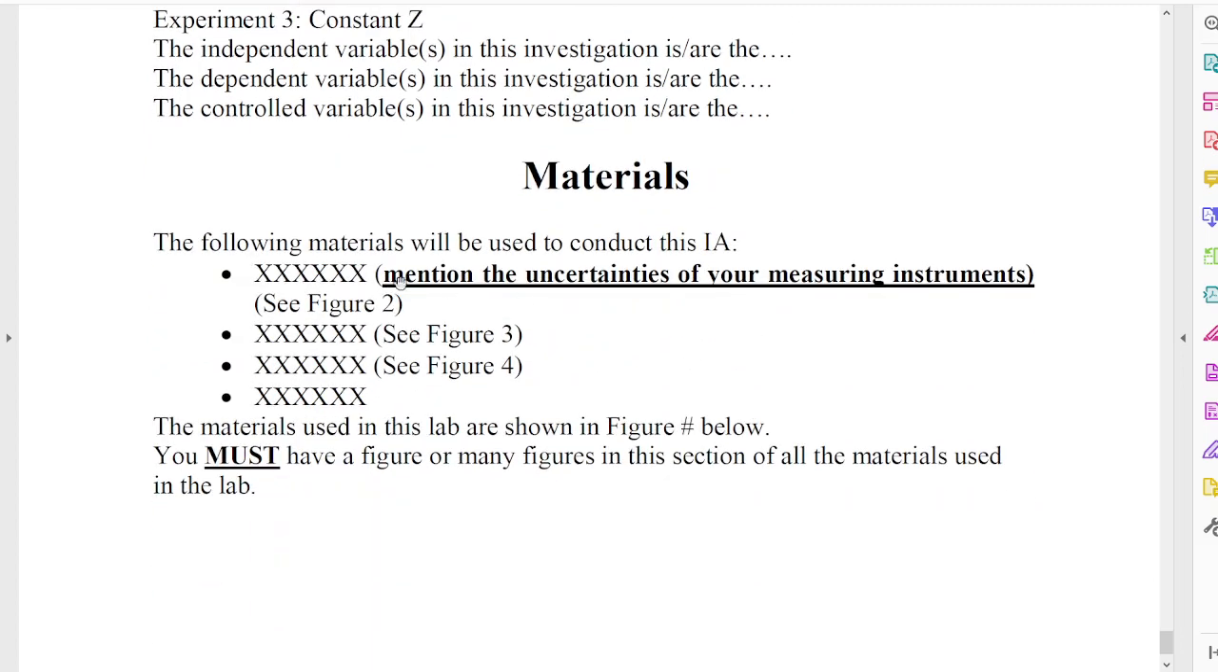Next section, materials. You should write something like the following materials will be used to conduct this IA. Okay. So just in bullets, you should mention all of your materials. Mention the uncertainties of your measuring instrument. So if you have a ruler, something that measures the mass of an object, list the uncertainties. Okay. You should write something like the materials used in this lab are shown in figure blah below. You must have a figure or many figures in this section of all the materials used in the lab. You could easily write something like all the materials are shown in figure 1 below. So one figure, all the materials.